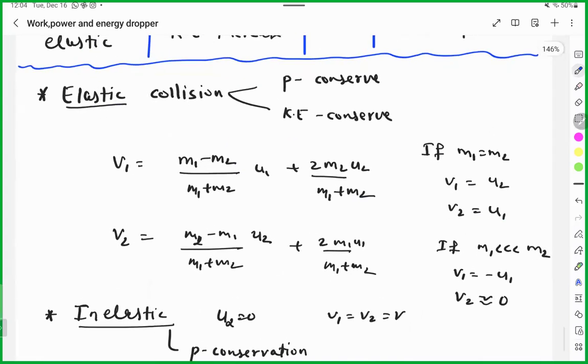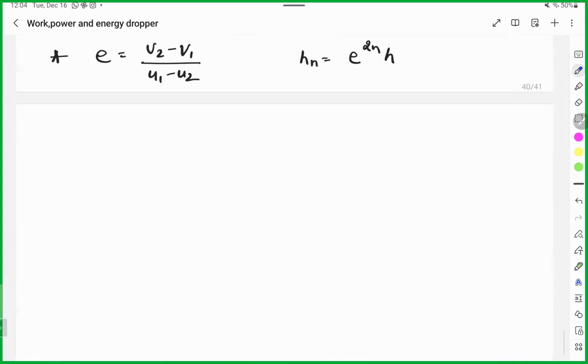This is a good question. What was the question number? 73. Here, the first body mass is 4m, the second body mass is 2m. This is moving with speed u, this is at rest. You have to calculate the fraction of kinetic energy.